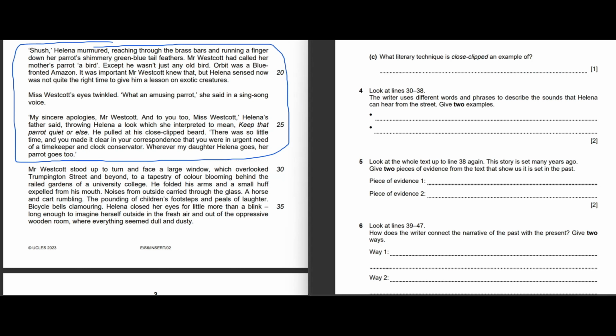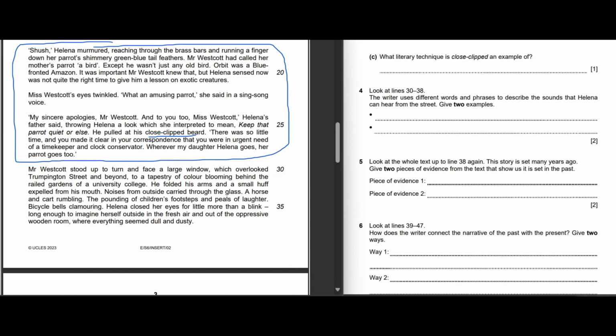Okay, now we are in question 3c. What literary technique is close clip an example of? So from here we can see close clip. Yes, so close clip beard. 10 seconds for doing this.